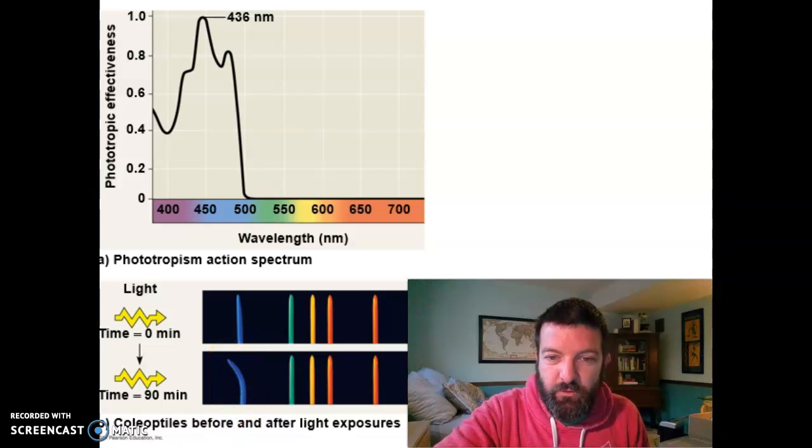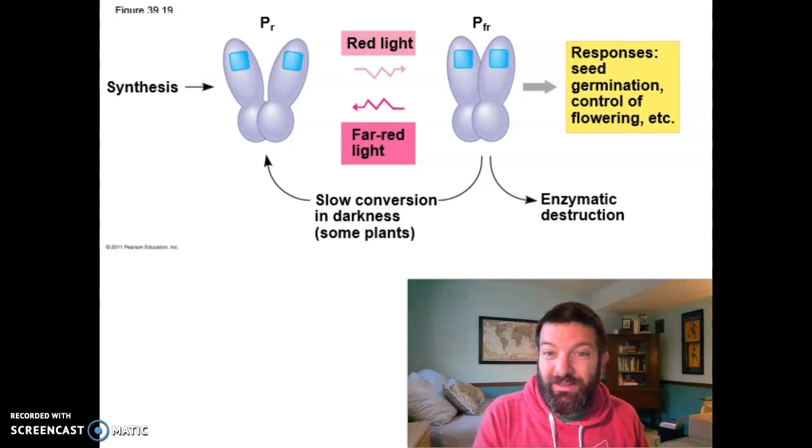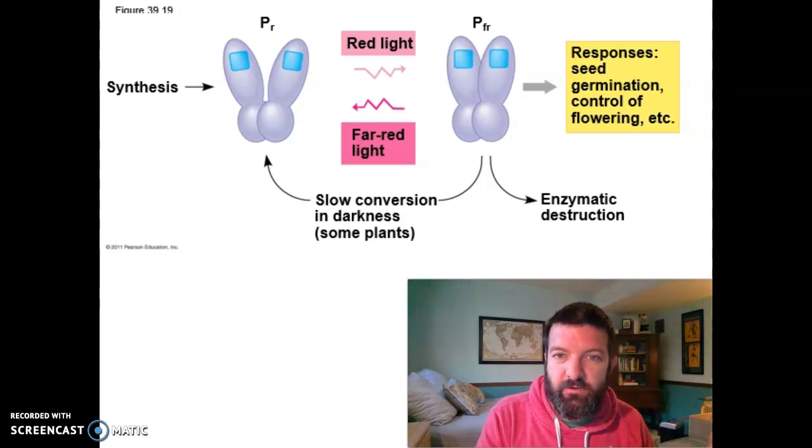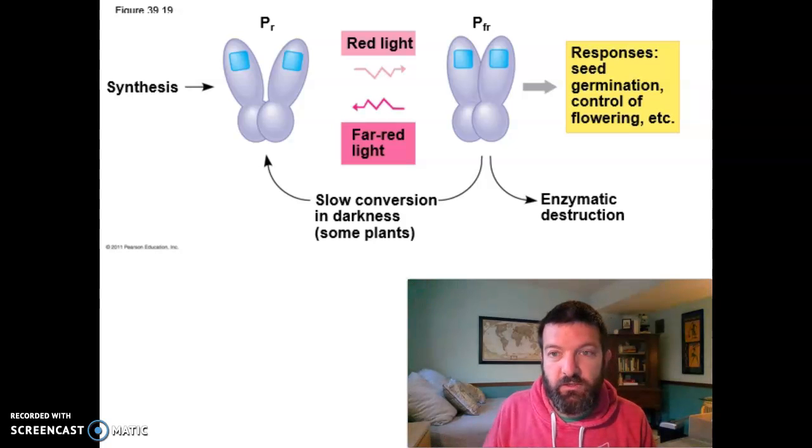and you can see that physically down here by the bending of the plant in blue light. Plants, like animals, are able to detect different frequencies of light, different wavelengths of light, by having photosensitive molecules, usually proteins.